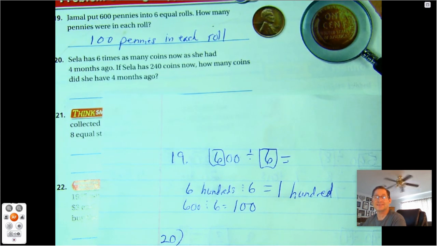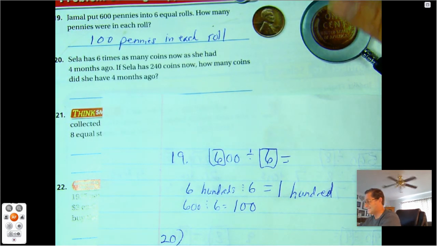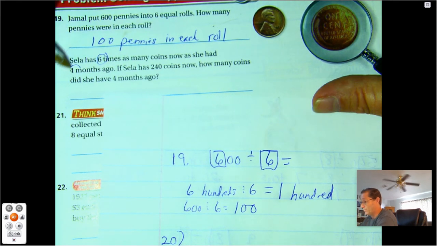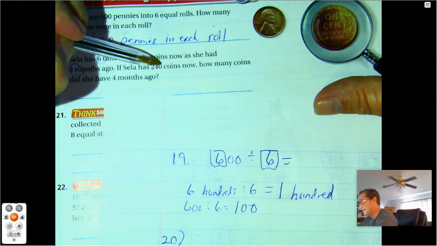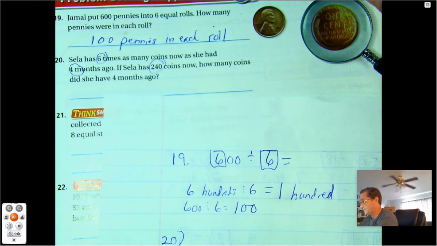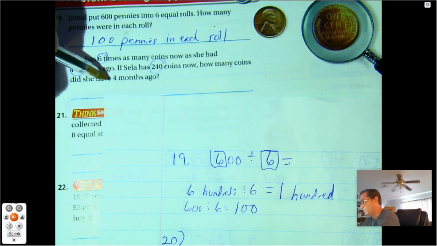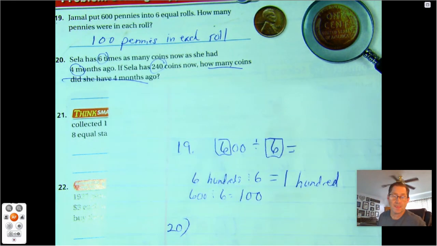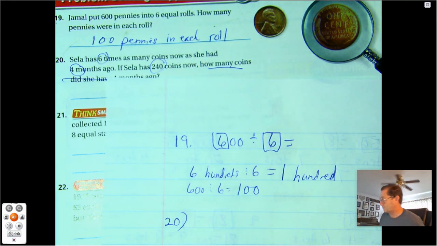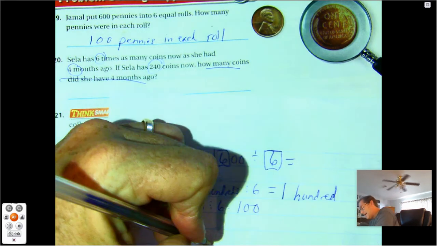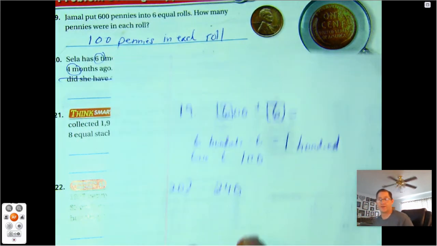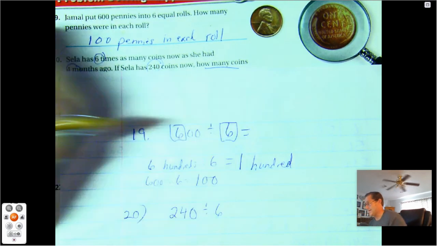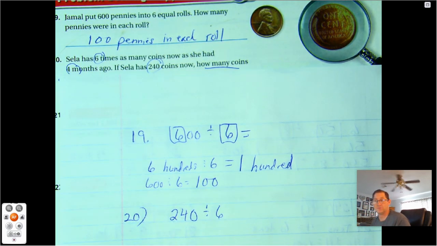Selah has 6 times as many coins now as she had 4 months ago. If Selah now has 240 coins, how many coins did she have 4 months ago? So what can we do here? Well, she now has 240 coins. That's 6 times as many as she had 4 months ago. So 240 divided by 6.